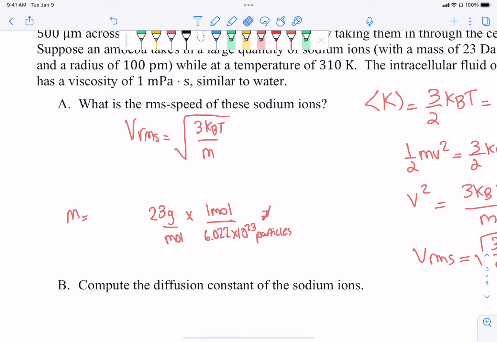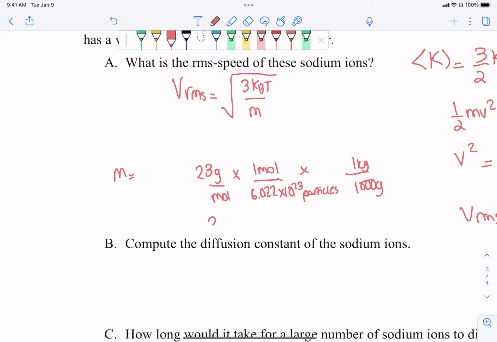Don't forget that this will give you a value in grams, but what are the SI units? Yes, divide by 1,000. Because you have to go from grams to kilograms. If you divide by 1,000 grams per 1 kilogram, that should give you kilograms, because your SI unit should be kilograms. Abigail got 3.82 times 10 to the negative 26. I got the same. That's kilograms per particle, essentially.